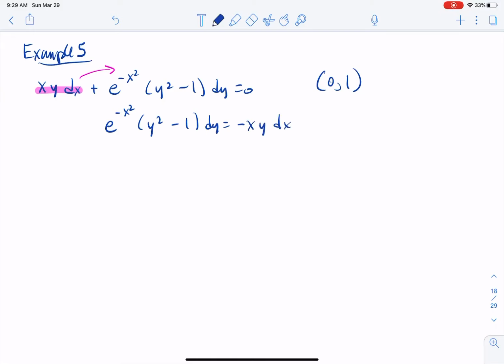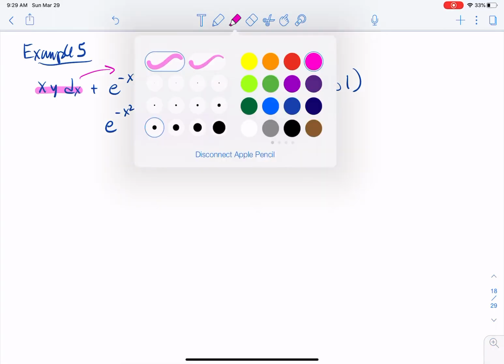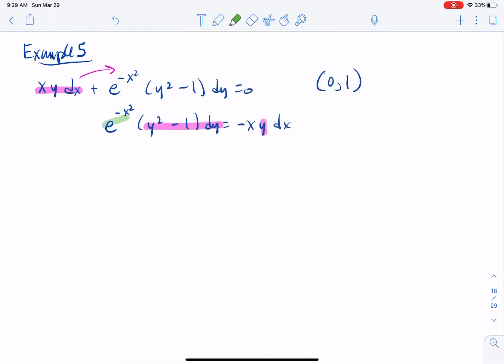All right. And then also noticing that we have y's on the wrong side of the equation. They need to meet these other y's. And then we also have our x stuff that's on the left side that needs to meet the x stuff that's on the right side. So here we're going to do a little bit of division. We're going to divide the y over to the left side, (y squared minus 1) over y dy. And then we'll divide the e to the negative x squared over to the right side. I would have negative x over e to the negative x squared dx.